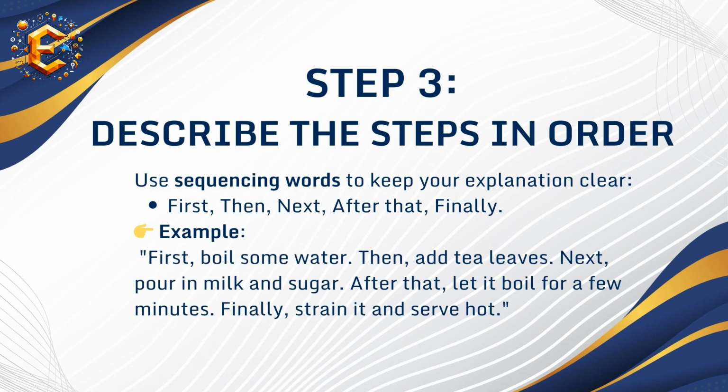Step 3. Describe the steps in order. Use sequencing words to keep your explanation clear. First, then, next, after that, finally. Example. First, boil some water. Then, add tea leaves. Next, pour in milk and sugar. After that, let it boil for a few minutes. Finally, strain it and serve hot.